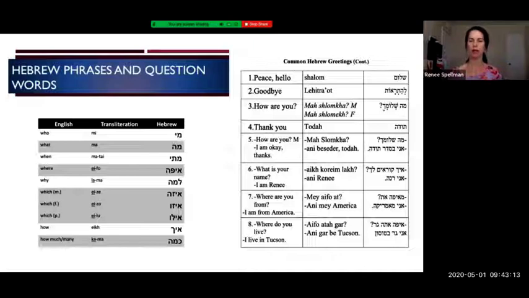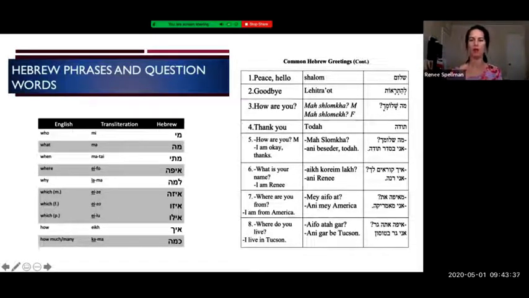So Arabic and Hebrew also differentiate between masculine and feminine. So when you want to say how are you to a man, you would say ma shlomcha. When you would be talking to a female, you'd say ma shlomech. So again, ma shlomcha if you're talking to a man, ma shlomech if you're talking to a female.